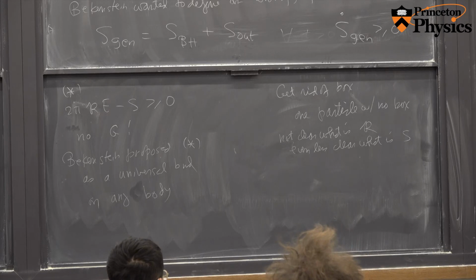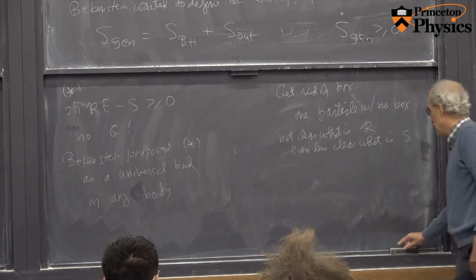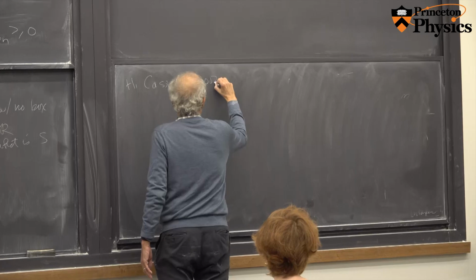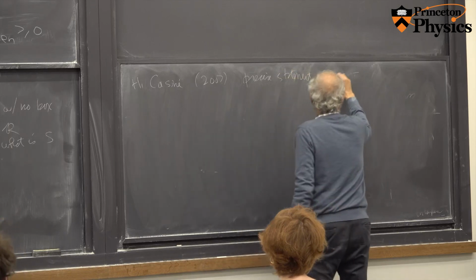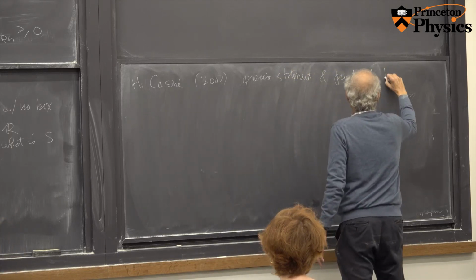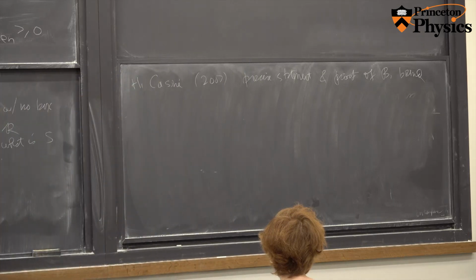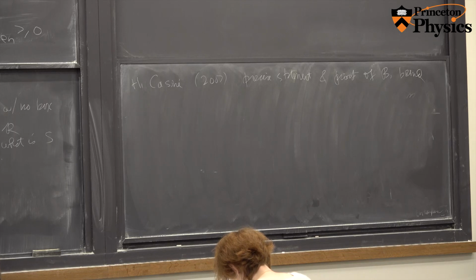But this period of confusion came to a rather abrupt end when H. Cassini, in 2007, gave a precise statement and proof of the Bekenstein bound. So I would say Bekenstein hadn't really had a precise statement, because when his bound is interesting, it's not very clear what you mean by either the size or the entropy of the system.